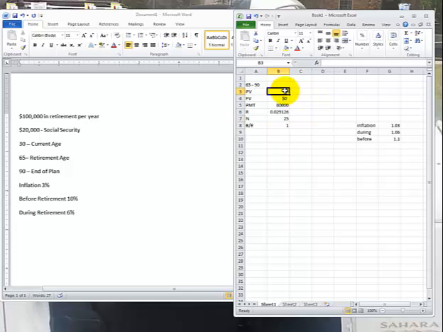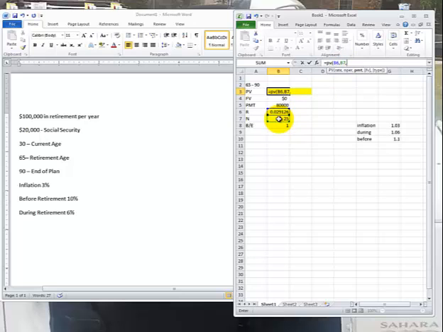So what do we do here? Well, we're going to solve for the present value. So how do you think we do that? It's really easy. Equals present value, open parentheses. Now look, it shows, okay, what's my rate? Well, my rate is going to be a combination of inflation and during retirement. So I choose that, B6. Now watch, I'll hit comma. It goes to number of periods. So look, my number of periods is here.